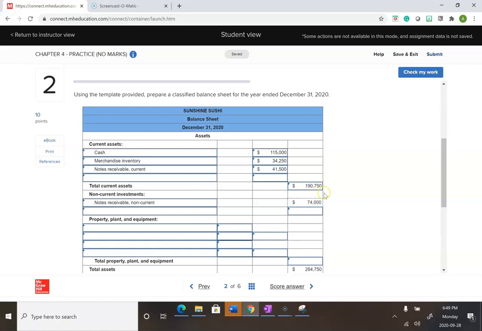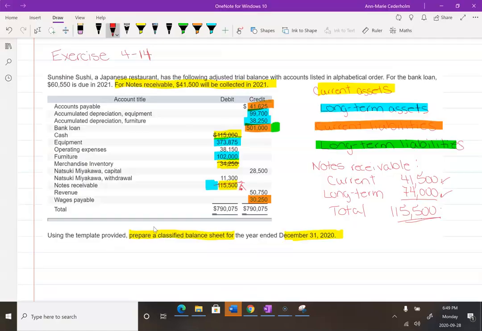So I have my current assets, I have my non-current investments, and now I have my property, plant, and equipment. So again, I'll start with my equipment of $373,875.